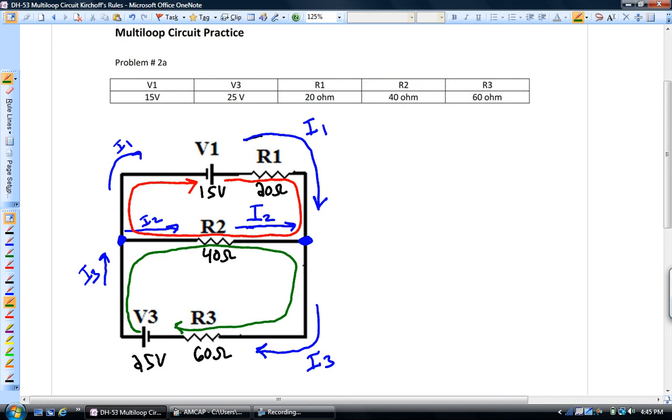We have directions for all of the currents. Now it's time to use the two Kirchhoff's rules that we just learned. The first one is the current rule, or the junction rule, and that says that the current coming into this node, which we said was I1 plus I2, has to be equal to the current coming out of that node, which is I3.